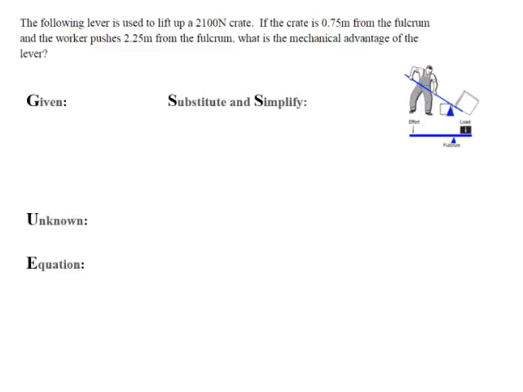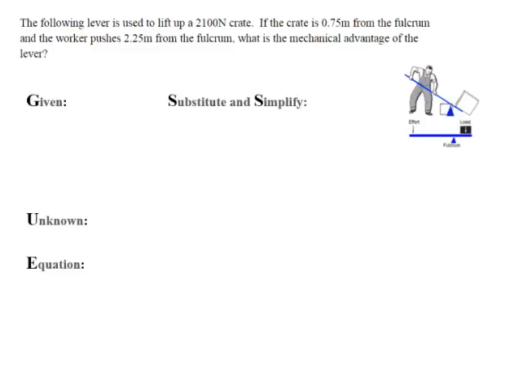The following lever is used to lift a crate of 2,100 newtons. If the crate is 0.75 meters from the fulcrum and the worker pushes 2.25 meters from the fulcrum, what is the mechanical advantage of the lever? Now I'm given a lot of information here.